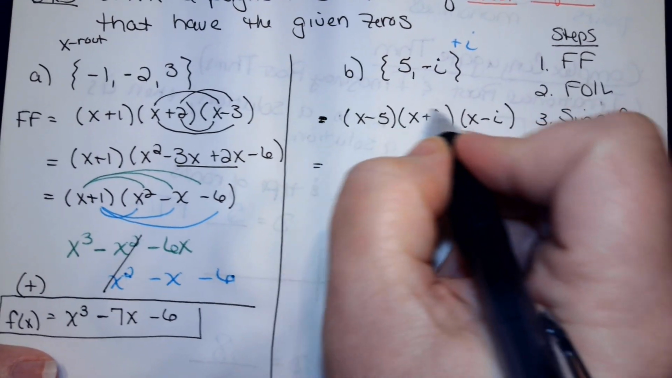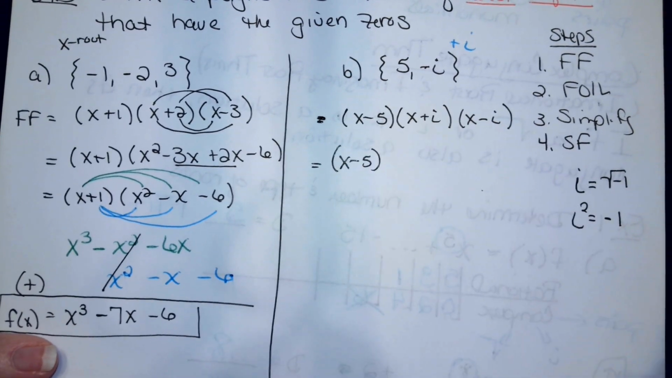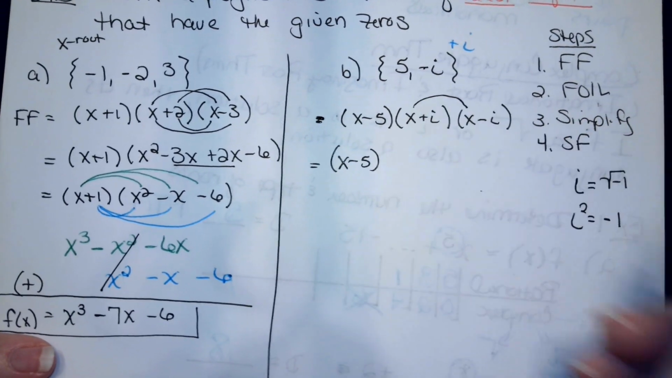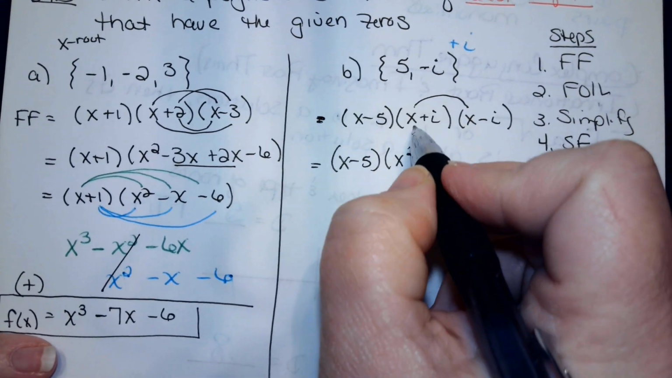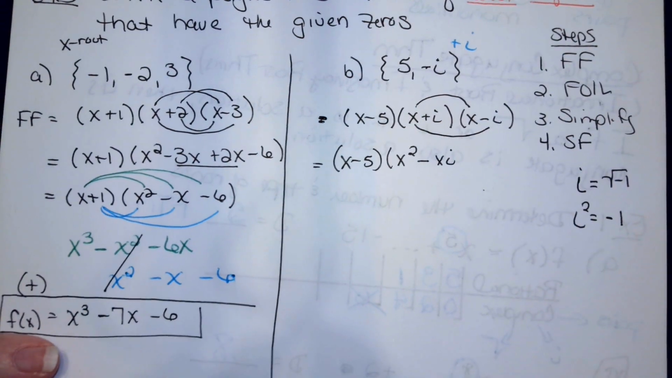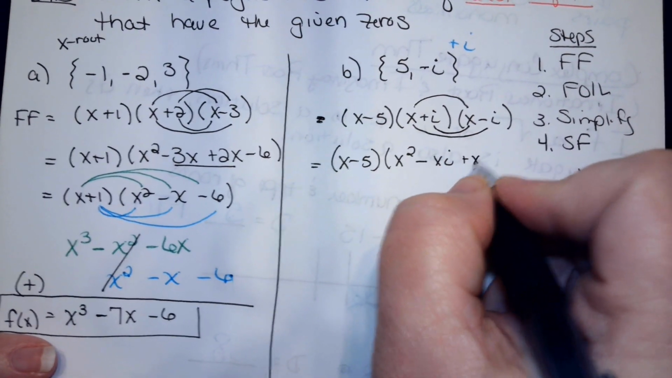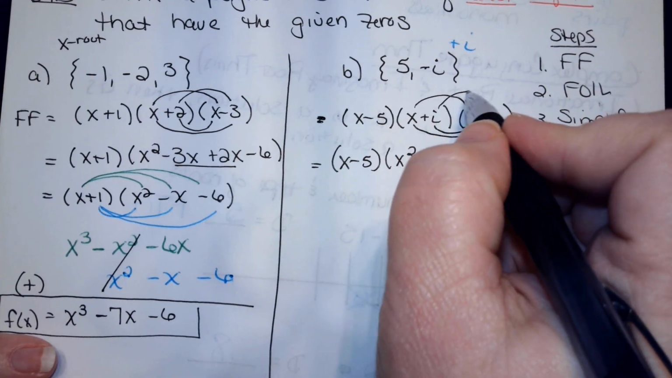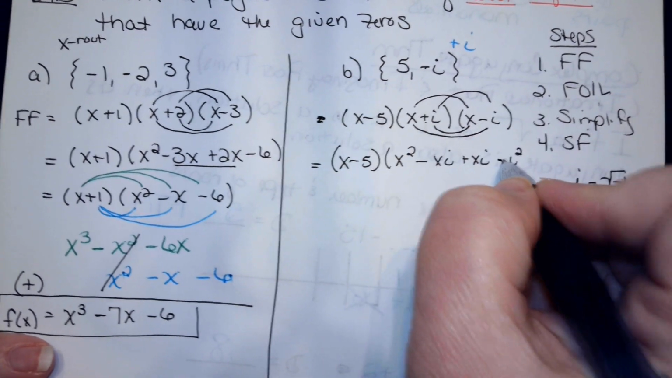Okay, we're going to FOIL these two right here. So I've got x minus 5, I'm going to go ahead and bring that down. x times x is x squared. x times negative i is negative xi. i times x is a positive xi. And i times i is an i squared, and positive times negative is a negative.